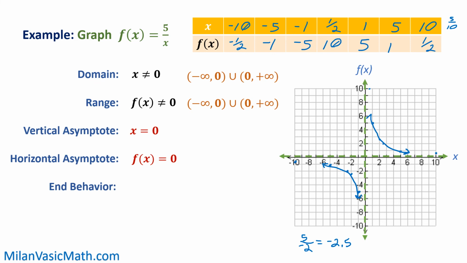Let's talk about end behavior. As we're going towards infinity and negative infinity, what is going to happen to the y value? Well, on the left side, we can see that the y value is going to approach 0. So therefore, as x approaches negative infinity, f of x approaches 0. And as x approaches positive infinity, f of x approaches 0 as well.